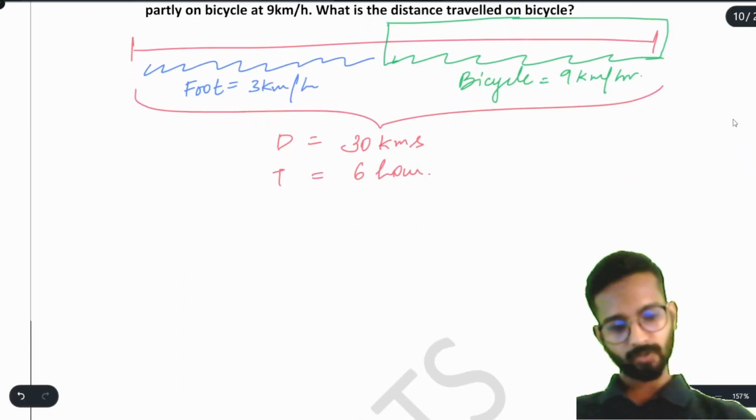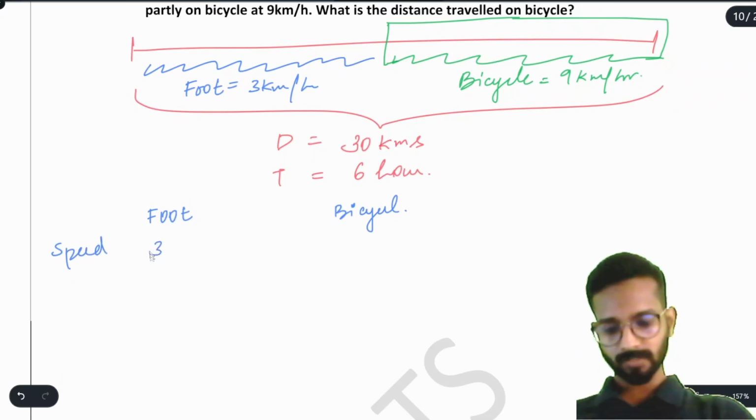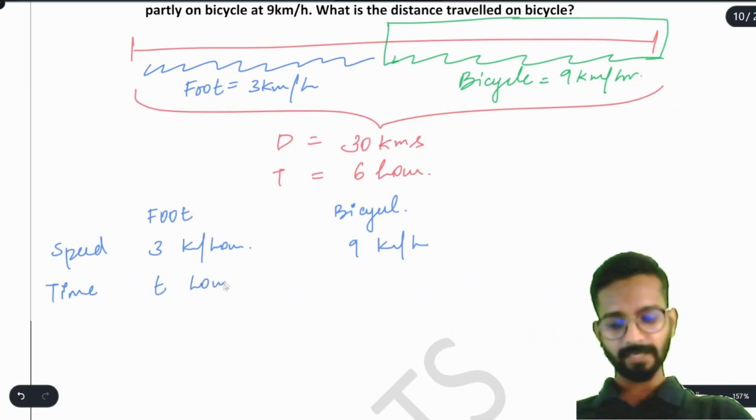We can give here two headings. First is foot, another is bicycle. Speed with foot was 3 kilometers per hour, speed with bicycle was 9 kilometers per hour. Time taken on foot was t hours. Let it be t hours.